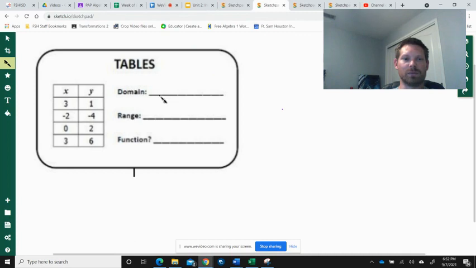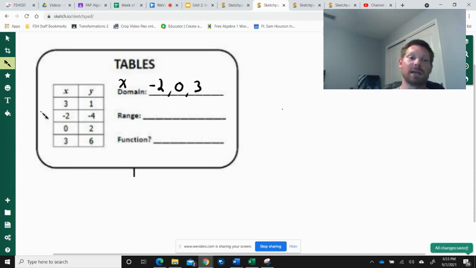Okay, next example, tables. All right, tables are pretty easy too. They tell you, here's your x's, here's your y's. All right, for the domain, same thing. We're going to list them out, but we're going to list them in ascending order, so least to greatest. -2, 0, 3. All right, and that's my 3 x values. Now the table shows 1, 2, 3, 4, but 3 repeats, so I'm only going to write it one time.